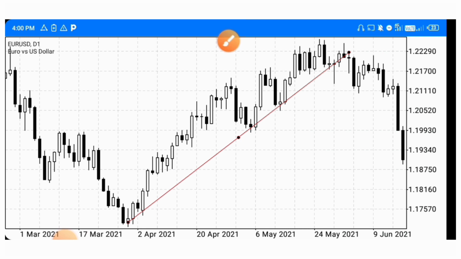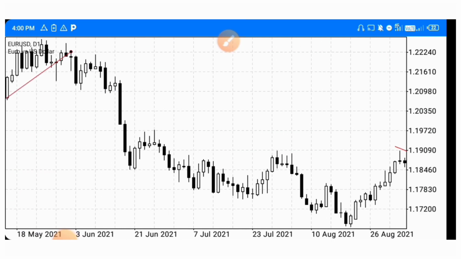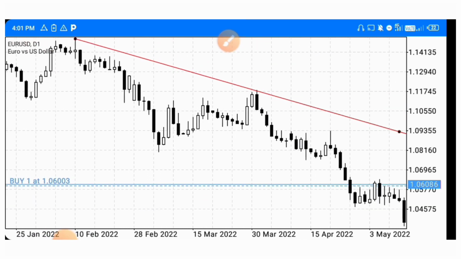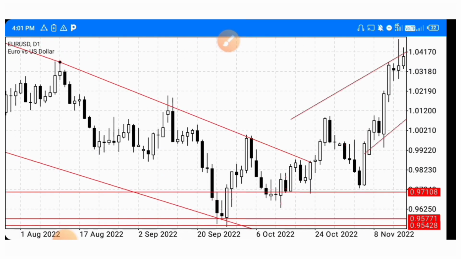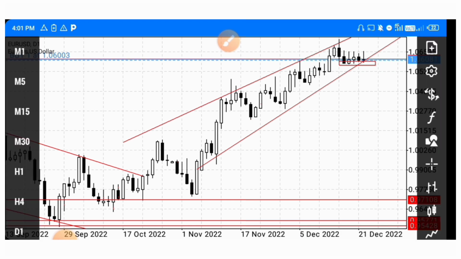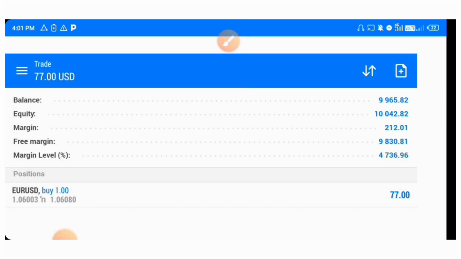I believe with this video, you'll be able to draw your trend line based on the trend of the market, and you can now pick a trade with the trend line. This is a simple strategy using trend line. So let us check our rough trade that we just took and see whether we are in profit or in loss. We are in profit of $78.